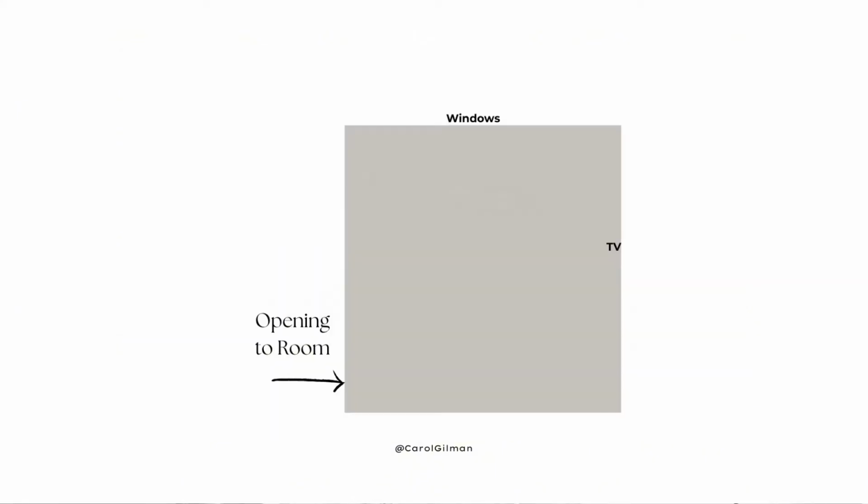So here's a floor plan of a living room, and we have a sofa chaise, and we want to place the sofa chaise up against the wall on the left side. And we could place it two different ways. We could place it this way, or we could place it the other way.